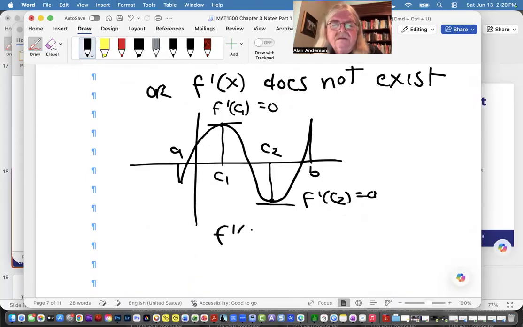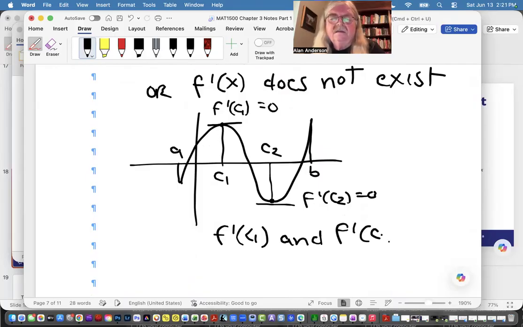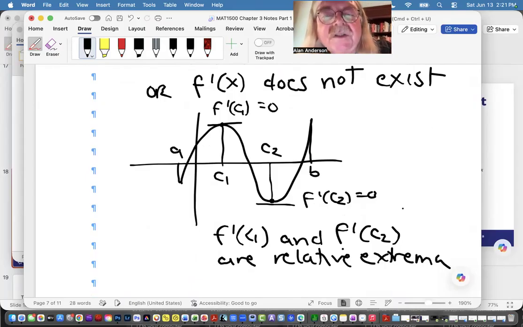But here's the thing. How can you tell which one is a maximum and which one is a minimum? That has to be addressed next. In other words, we still don't know how to separate them from each other. At the moment, all we know how to do is tell which ones are extrema. There's still one more condition that we need to determine which ones are relative maxima and which ones are relative minima. So we'll get to that very soon.